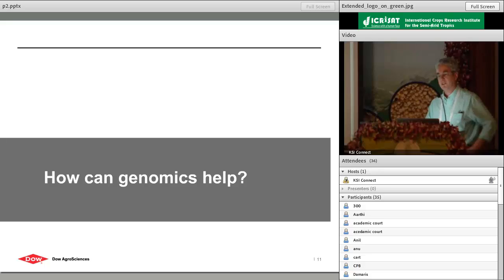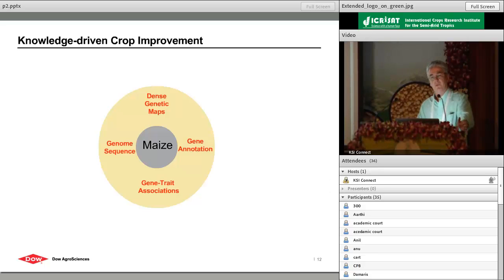So how can genomics help? We've heard all week about all of the technologies that genomics can bring to crop improvement. Specifically for cassava, we're faced with a situation where we're trying to figure out where to start from because there's very little to start. So we took a look at maize. Maize has a lot of resources, a lot of data resources that have been accumulated over decades, and more recently, a lot of genomic resources.